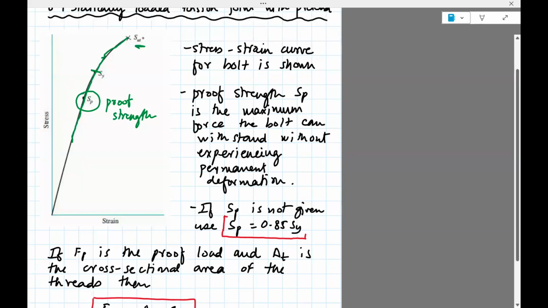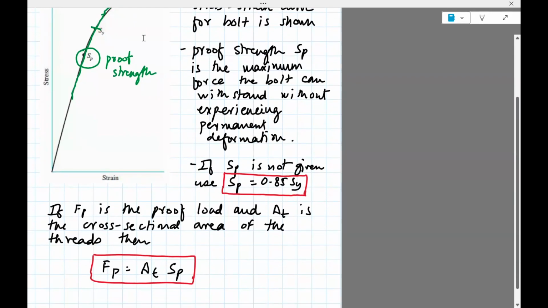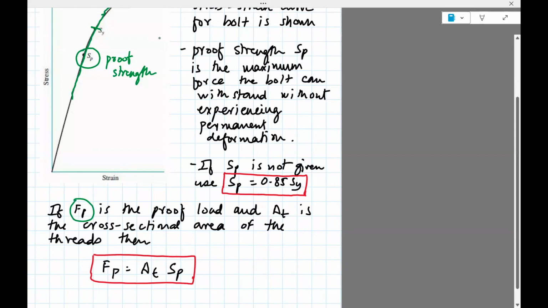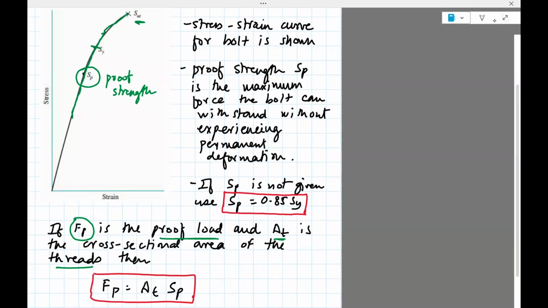Okay, so if you're not given a value for SP in a problem, it's safe to assume it's 85% of SY. Yield strength is usually given. Now if FP is the proof load, and AT is the cross-section area of the threads, then it's clear this is basically force. SP is force divided by area, so I just move things around and compute the force. So this is the proof load. This is the specs for that particular thread. It's something which you'll use for calculations a little bit later.